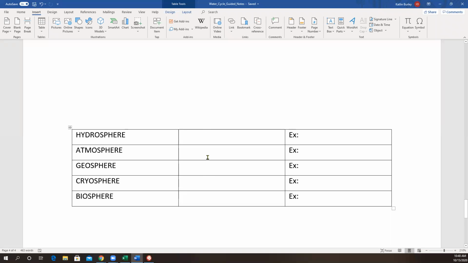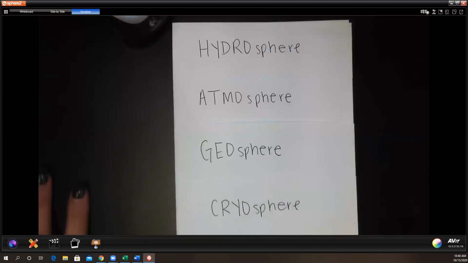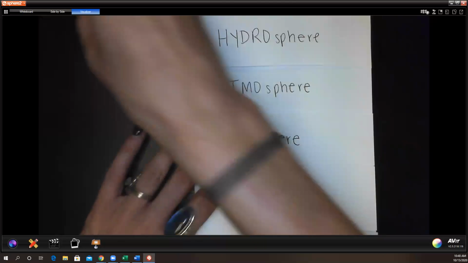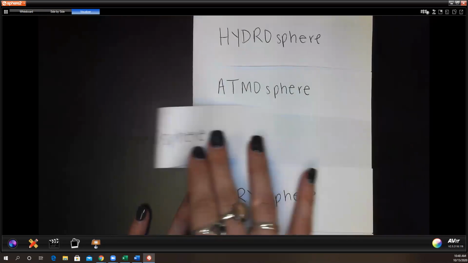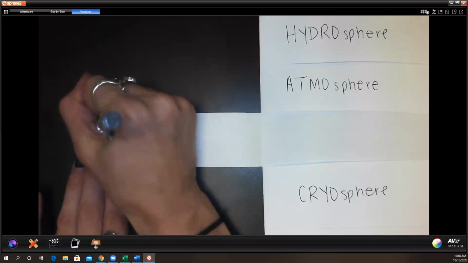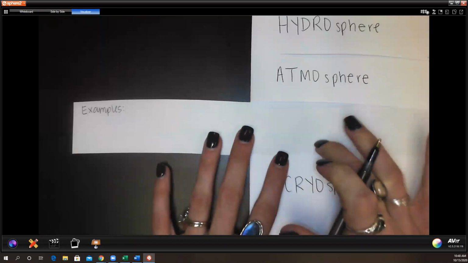Whatever we write in the definition side is going to go here. Our examples are going to go here. I'm going to be doing the foldable, so I'm bringing it back over here. We just talked about the Biosphere and the Geosphere, right? So let's open our Geosphere tab, and we're going to have our examples on this side and our definition on this side.